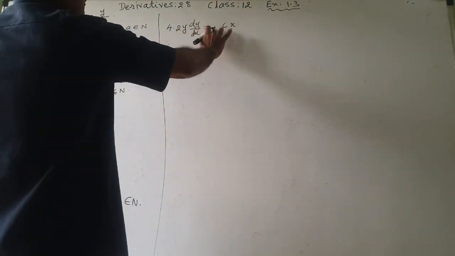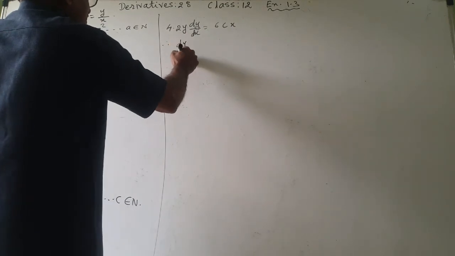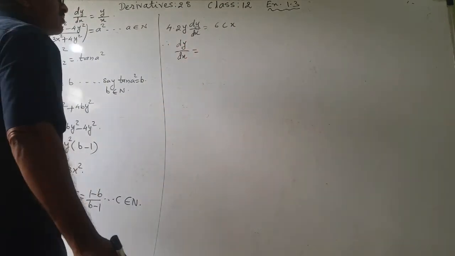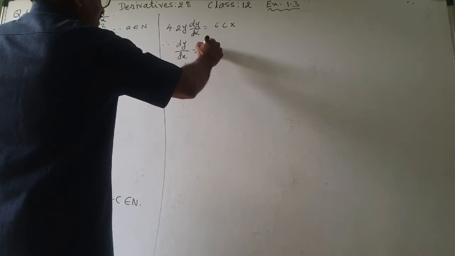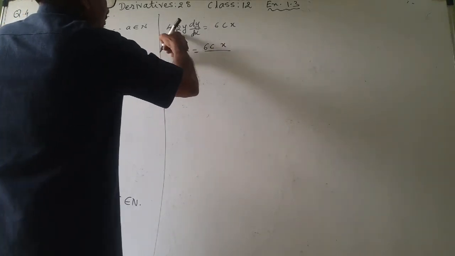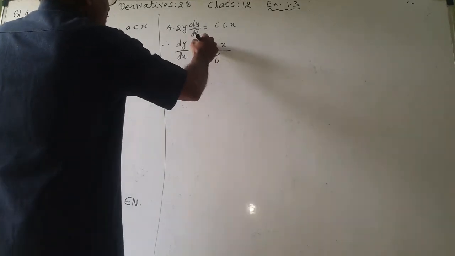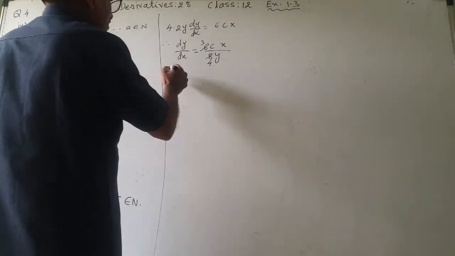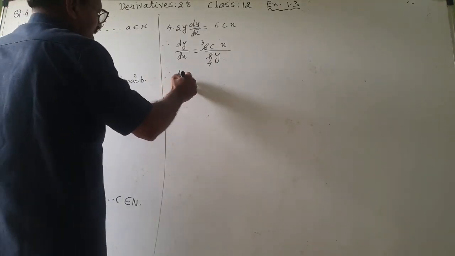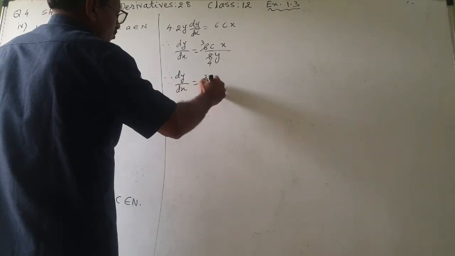So 2 3 the 6, that I can do, or otherwise I will shift there, dy by dx is equal to 6cx upon 4 to the 8y. 2 3 the 6, 2 4 the 8, therefore dy by dx is equal to 3x upon 4y.